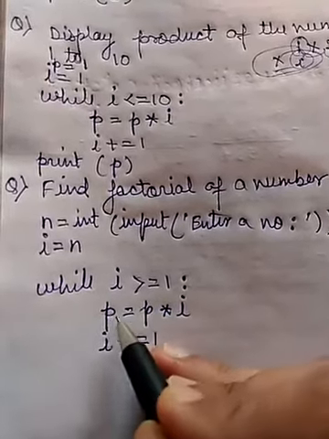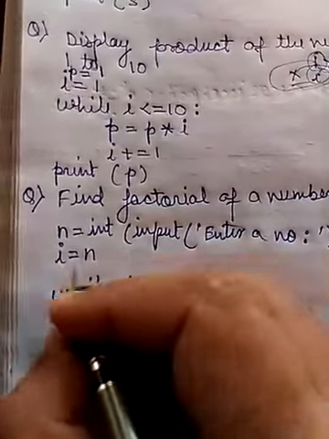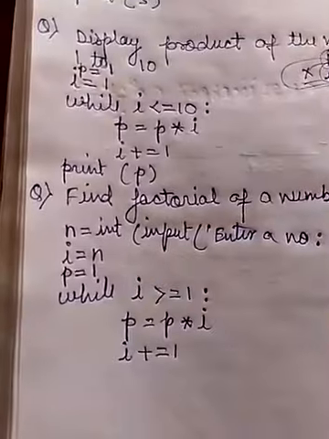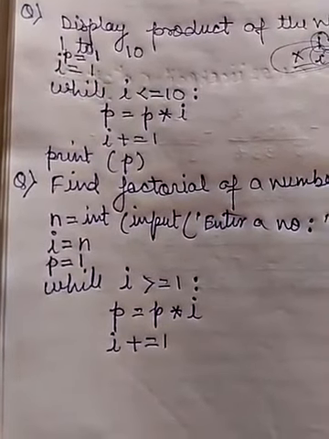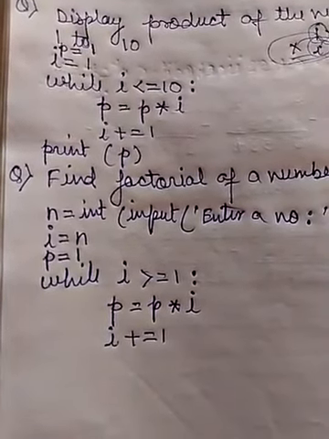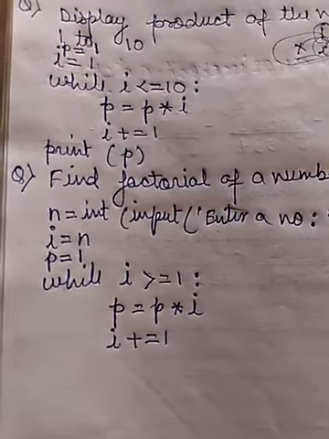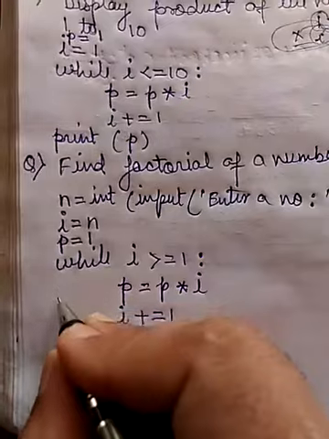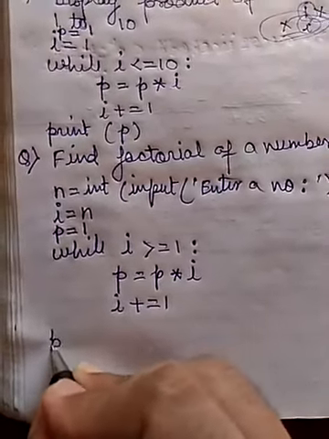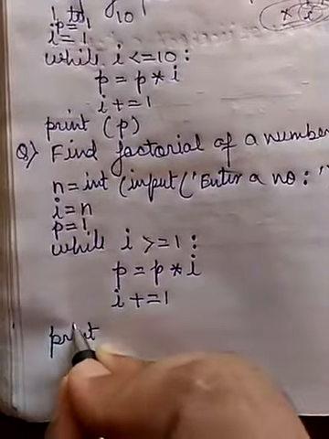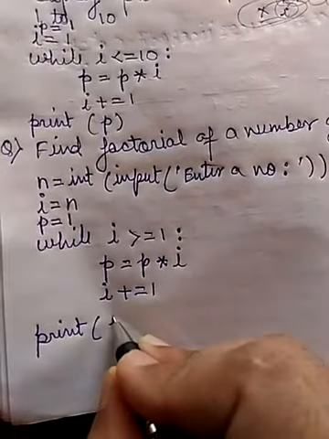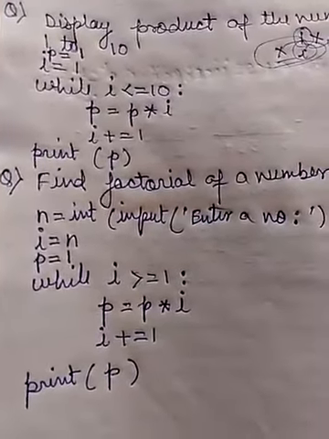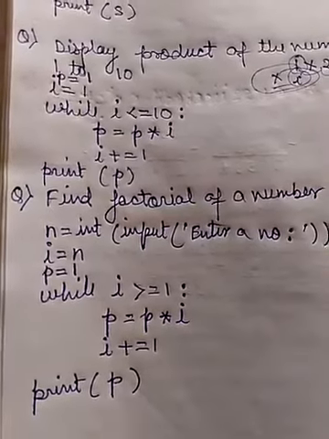The initial value of the product should be 1, so before the loop I am writing the initial value of the product as 1. Now I need to display the factorial. The factorial has to be displayed only once, so that should be after the loop. So in this indent, after the loop, I am writing print product. This product will give you the factorial of a number.